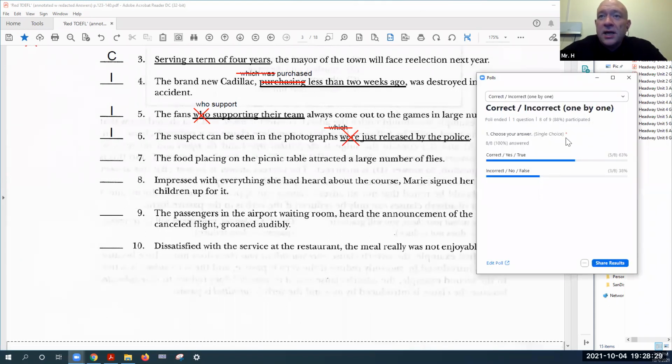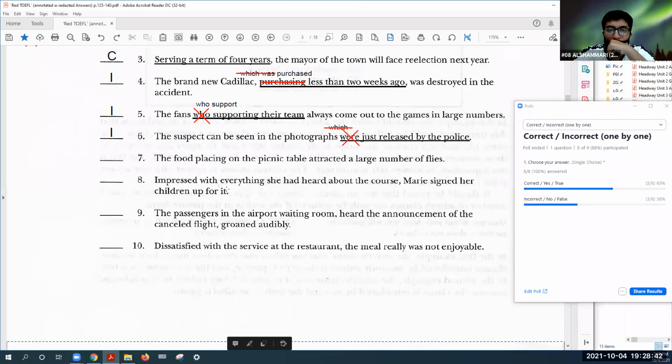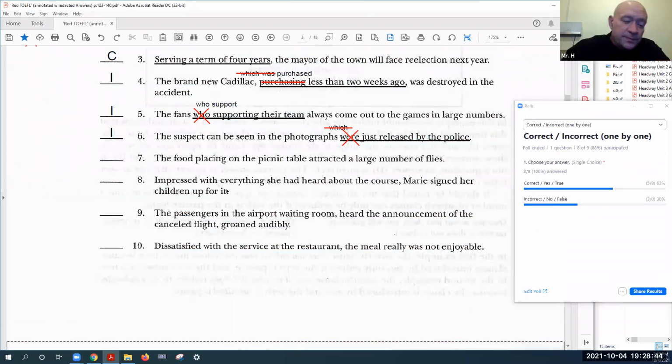All right. So what do we got here? 5 and 3. All right. Any volunteers? Who wants to explain this one? All right, Rita. Let's find the adjective clause first. Placing on the picnic table. What does this clause describe? It describes the food.